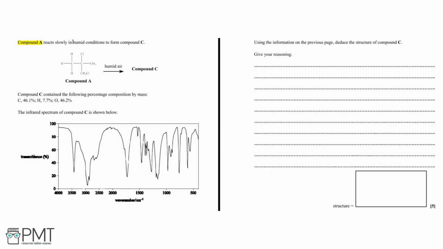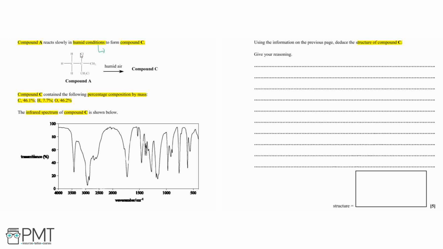Compound A reacts slowly in humid conditions to form compound C. We are told that compound C contains the following percentage composition by mass. So we've got 46.1% of carbon, 7.7% of hydrogen, and 46.2% of oxygen. We are also given an infrared spectrum of our compound C, which is shown here. And for this question, we need to use all of this information to deduce what the structure of compound C is overall. So the first thing to note is that we've got humid conditions.